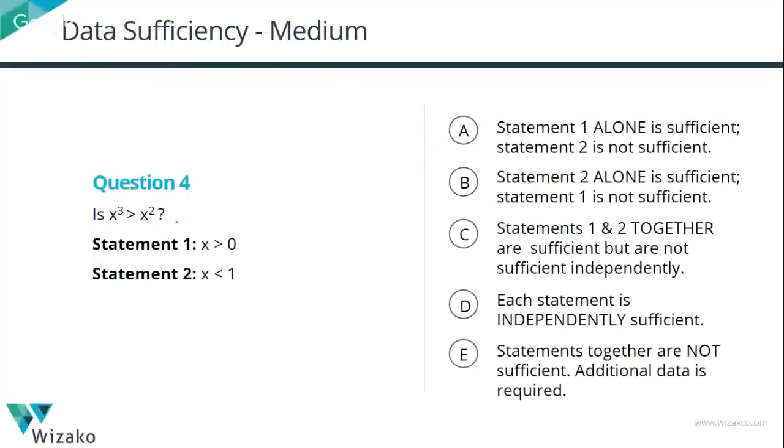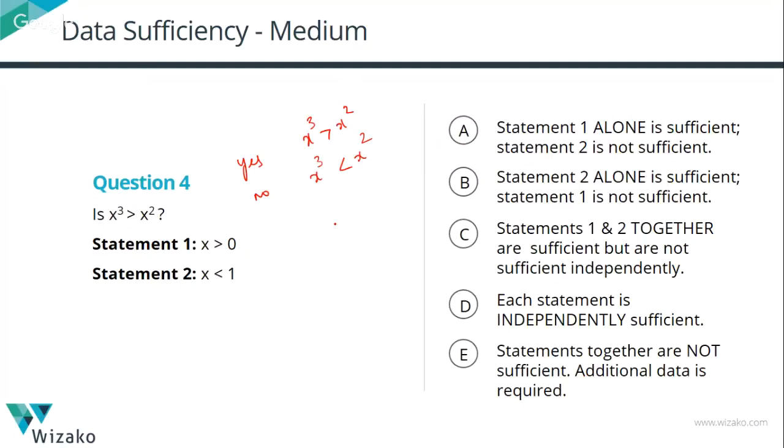It's a beautiful question. Is x cube greater than x square? The question is a yes-or-no question. We'll have to come up with a yes or a no as an answer. Quickly, when is it a yes? When x cube is greater than x square, the answer is yes. When is it a no? The obvious one is x cube is less than x square.